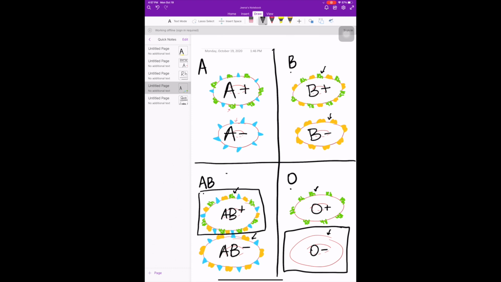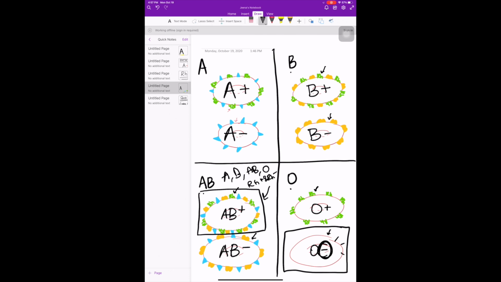Because you can receive A, you can receive B, AB, and O, and you can receive both Rh positive and Rh negative for this one. And then for here, you can donate to any blood type because there are no surface antigens, and that way it can be given to anybody with no Rh sensitivity.